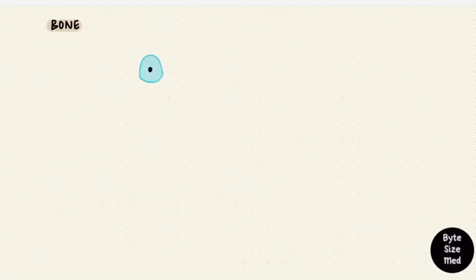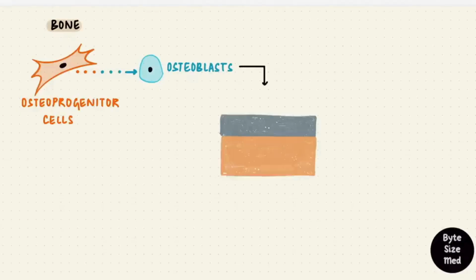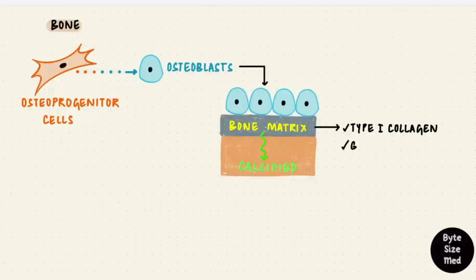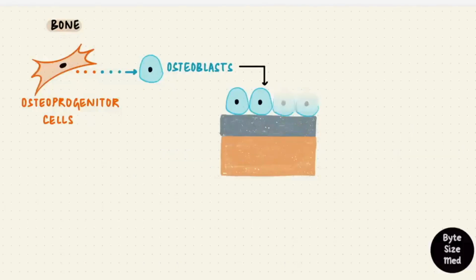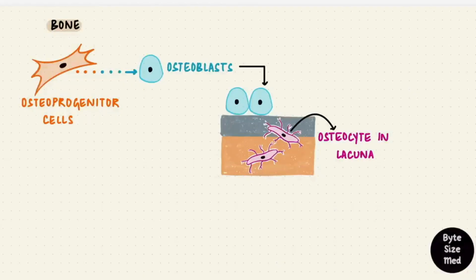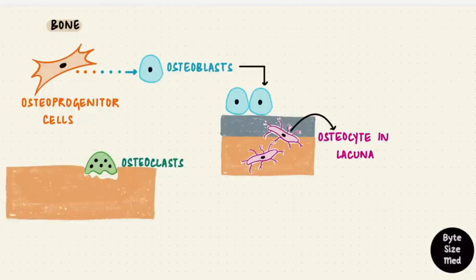Bone, on the other hand, has osteoblasts, which develop from mesenchymal stem cells called osteoprogenitor cells. These synthesize the bone matrix, which is then calcified. It has type 1 collagen and ground substance, which gets mineralized with the addition of ions like calcium hydroxyapatite to form the calcified bone matrix. During this process, some of the osteoblasts get trapped in the matrix and differentiate into osteocytes, which are also located in spaces, 1 in each lacuna. Bone also has osteoclasts, which are multinucleated giant cells that resorb bone. They digest the bone matrix. Osteoblasts form bone, osteocytes maintain it, and osteoclasts destroy it.